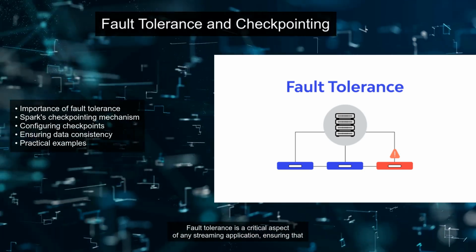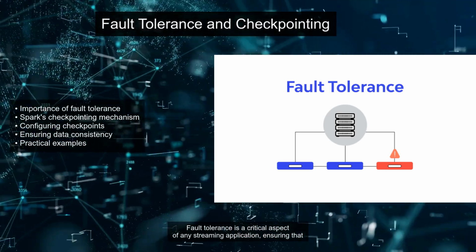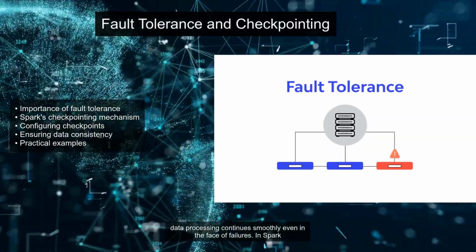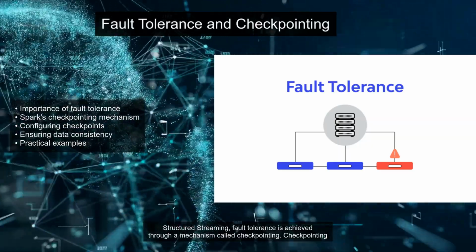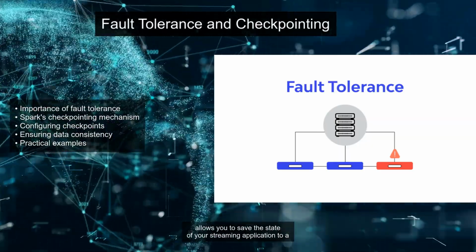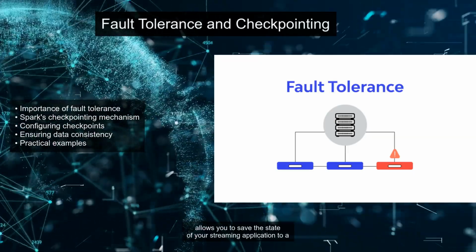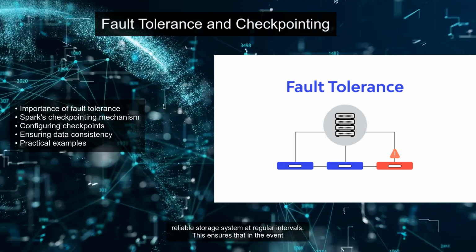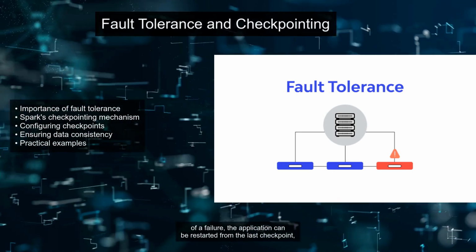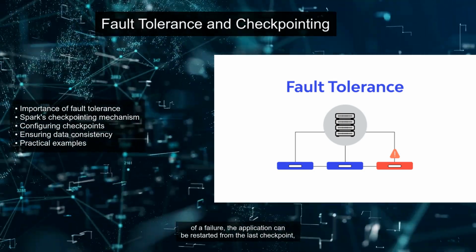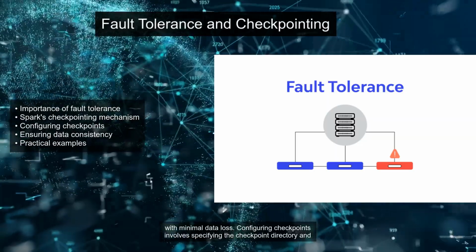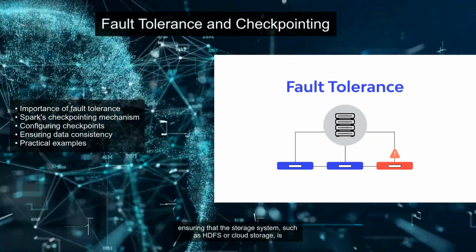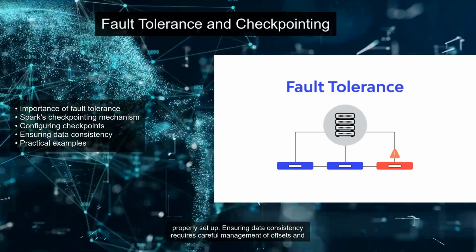Fault tolerance is a critical aspect of any streaming application, ensuring that data processing continues smoothly even in the face of failures. In Spark Structured Streaming, fault tolerance is achieved through a mechanism called checkpointing. Checkpointing allows you to save the state of your streaming application to a reliable storage system at regular intervals. This ensures that in the event of a failure, the application can be restarted from the last checkpoint, with minimal data loss. Configuring checkpoints involves specifying the checkpoint directory and ensuring that the storage system, such as HDFS or cloud storage, is properly set up.